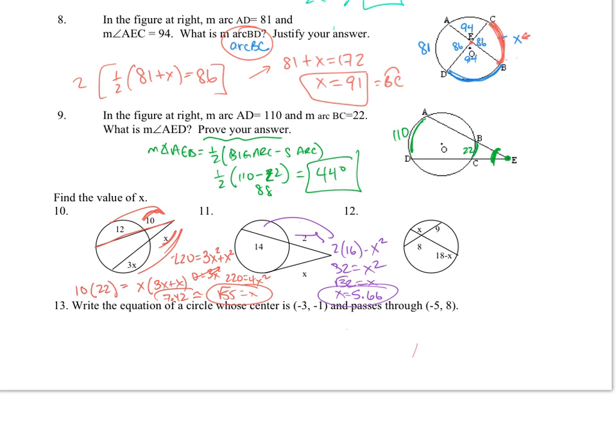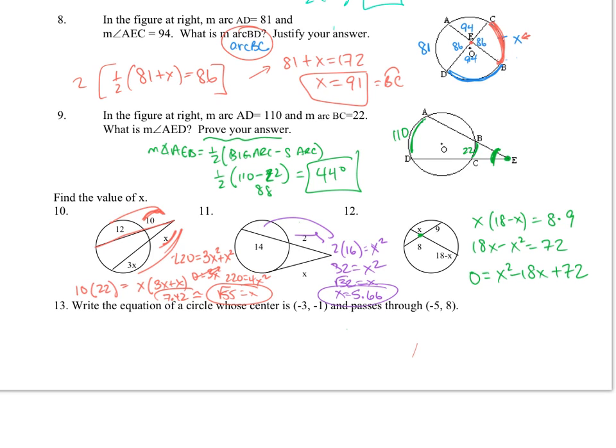Okay, the last one, since it's on the inside, we're going to multiply. So x times 18 minus x equals 8 times 9. So 18x minus x squared equals 72. So for this one, bring everything over to one side. So 0 equals x squared minus 18x plus 72.